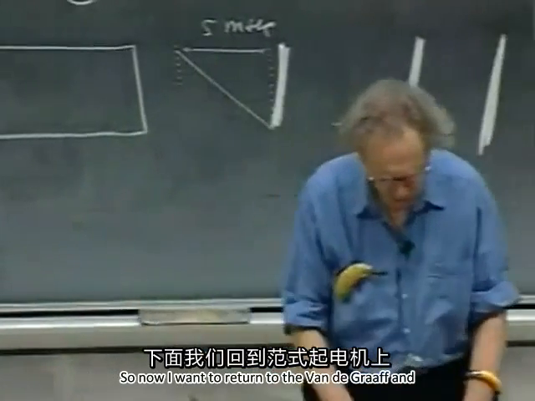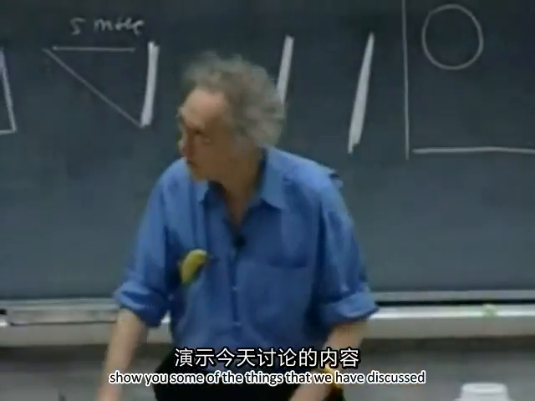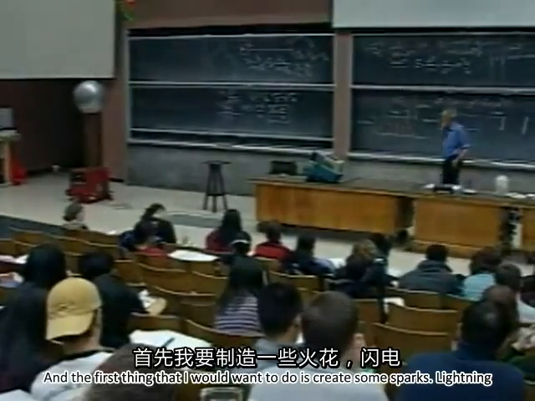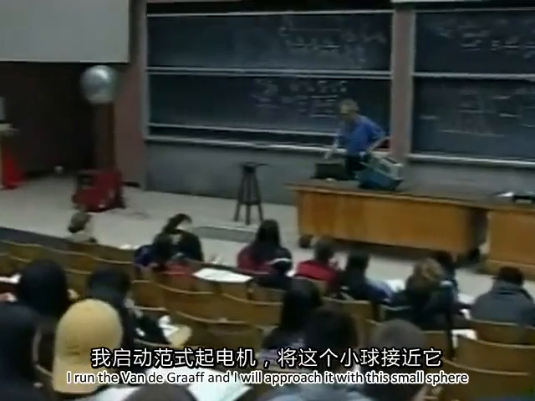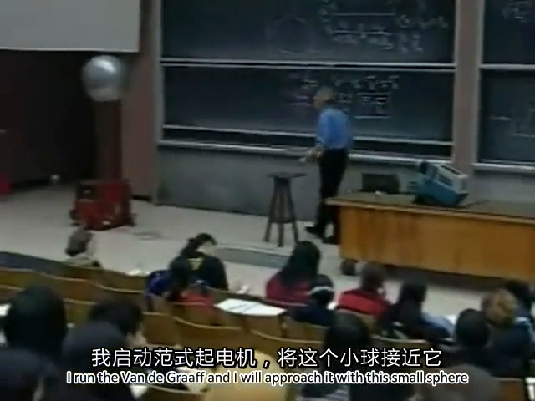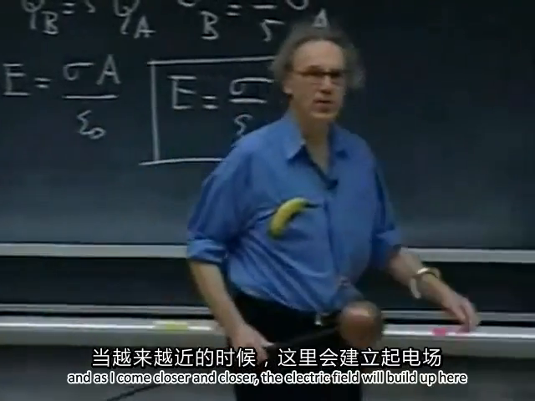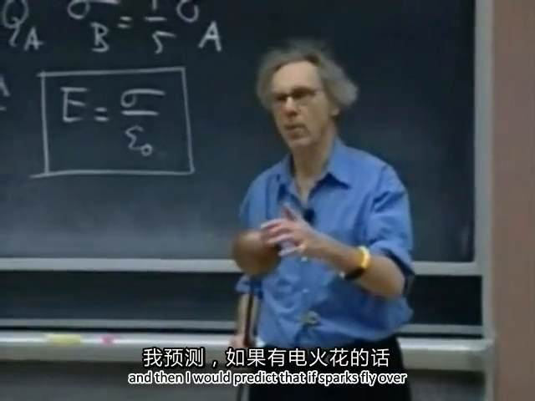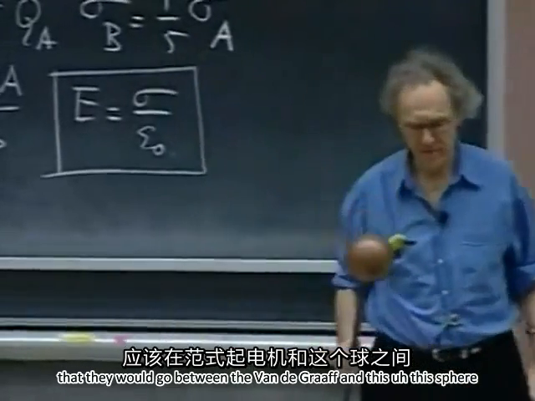So now I want to return to the Van de Graaff and show you some of the things that we have discussed. And the first thing that I would want to do is create some sparks, lightning. I run the Van de Graaff, and I will approach it with this small sphere, small radius, and as I come closer and closer, the electric field will build up here, and then I would predict that if sparks fly over, that they will go between the Van de Graaff and this sphere.